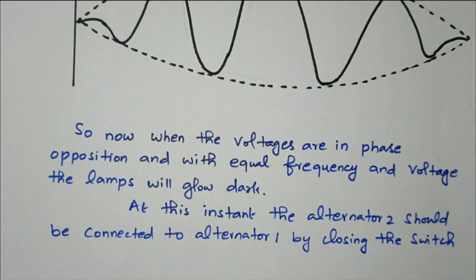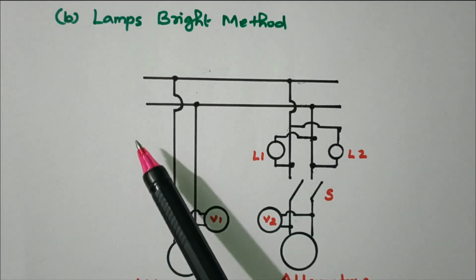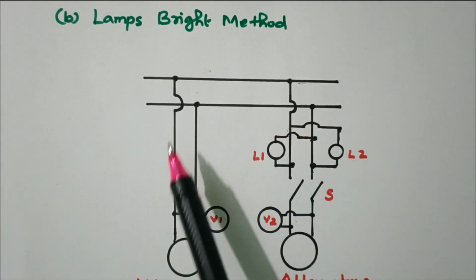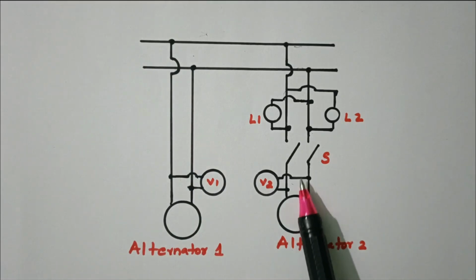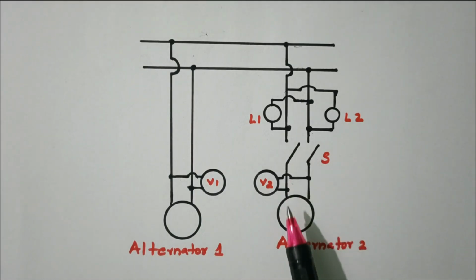Now we'll go to the second method, the lamp bright method. This was the lamp dark method. Next one, the lamp bright method. This is the bus bar, an infinite bus bar. Alternator 1 is already connected. Alternator 2 we need to connect. These are the switches available.